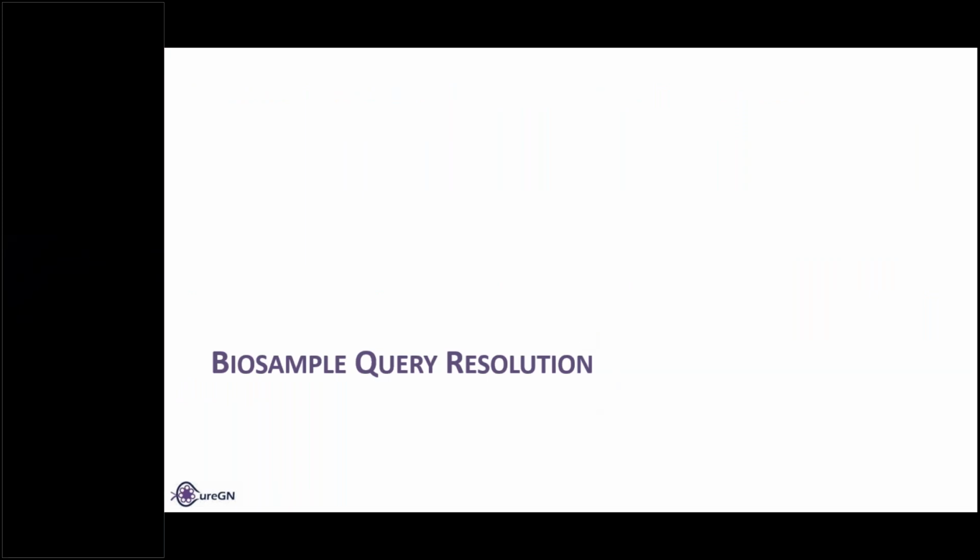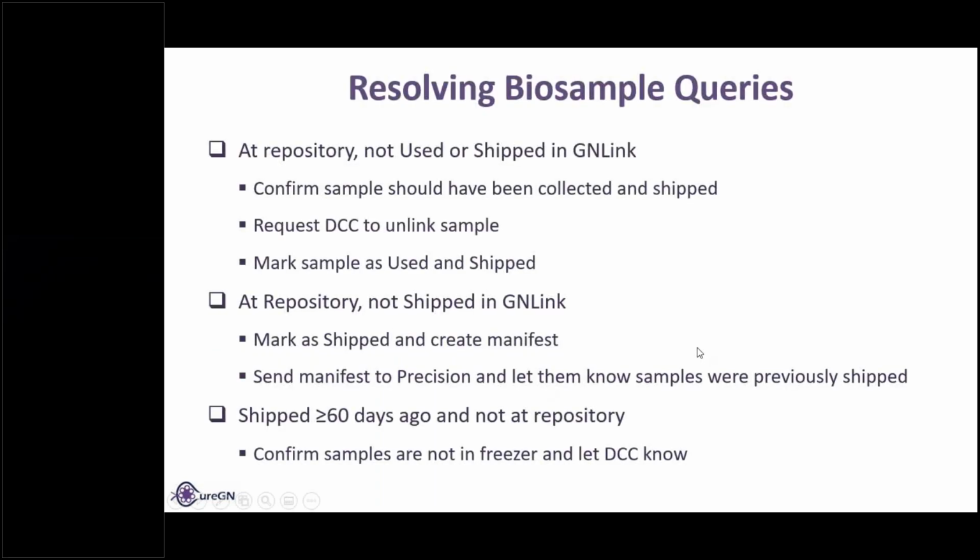So, biosample query resolution. I know I haven't sent one out recently, but there will be one coming soon. So just to remind people exactly what you need to do: if the query says that it's at the repository, but it's not used or shipped in Link, then you just need to, one, confirm that the sample should have been collected and shipped. And if it was, then you just want to request that the DCC unlink the sample for you so you can change the status of it. And then you would mark it as used and then ship it.